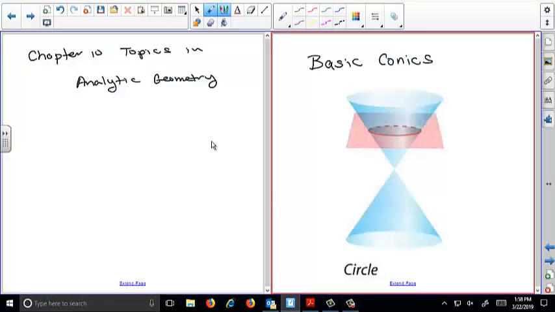Okay, so we're starting a new chapter, our last chapter. And the general topic is topics in analytic geometry. Now we're going to do it in a different order than is shown in the textbook. We're going to start with circles and ellipses, then go to hyperbolas, and then back to parabolas, because the one you're going to be most familiar with is a circle.